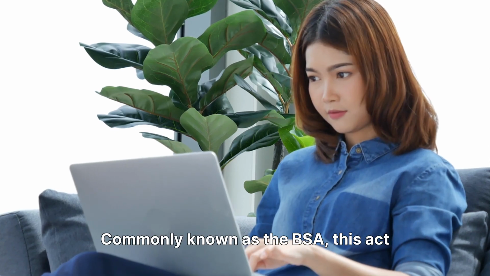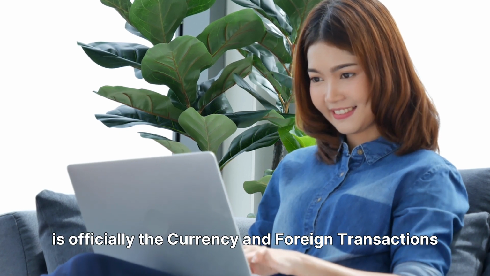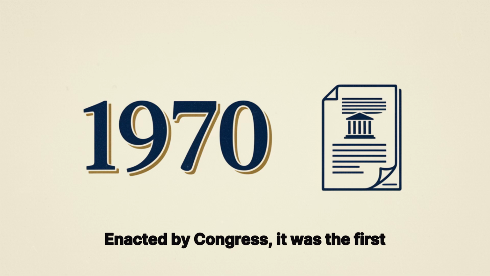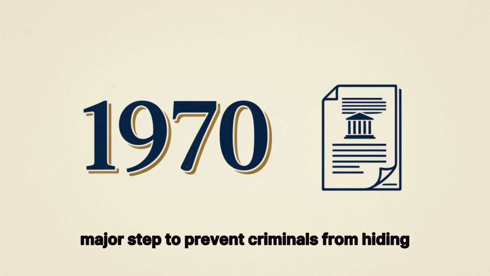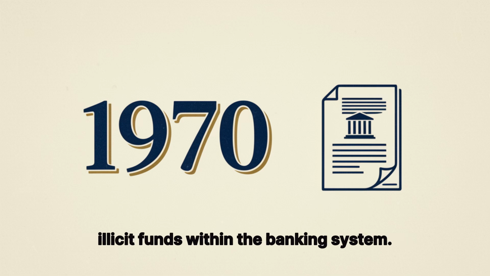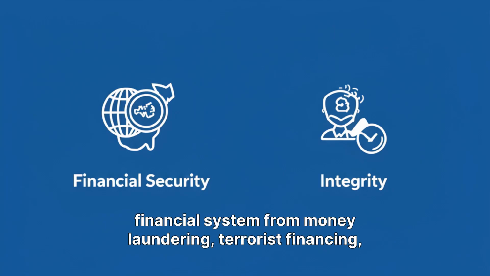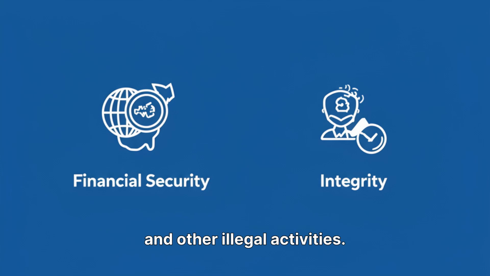Commonly known as the BSA, this act is officially the Currency and Foreign Transactions Reporting Act of 1970. Enacted by Congress, it was the first major step to prevent criminals from hiding illicit funds within the banking system. Its primary mission is to safeguard the financial system from money laundering, terrorist financing, and other illegal activities.